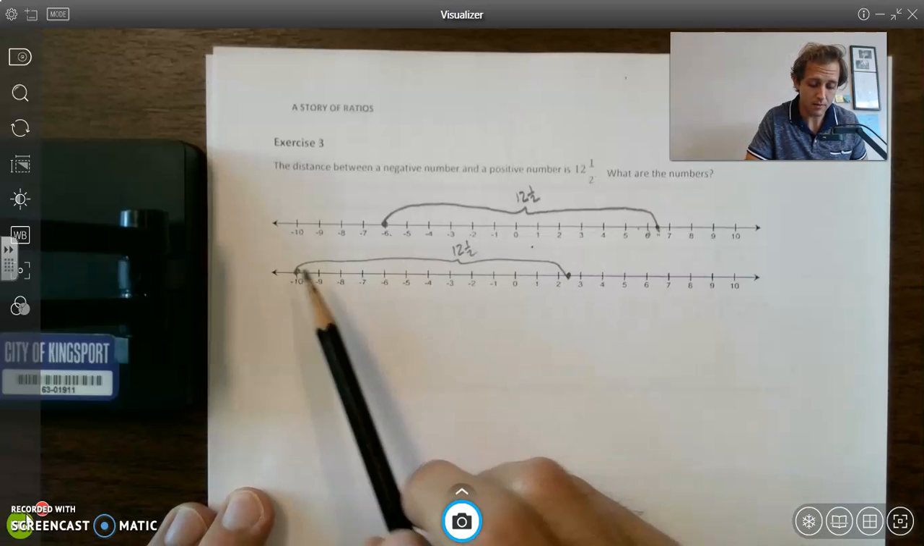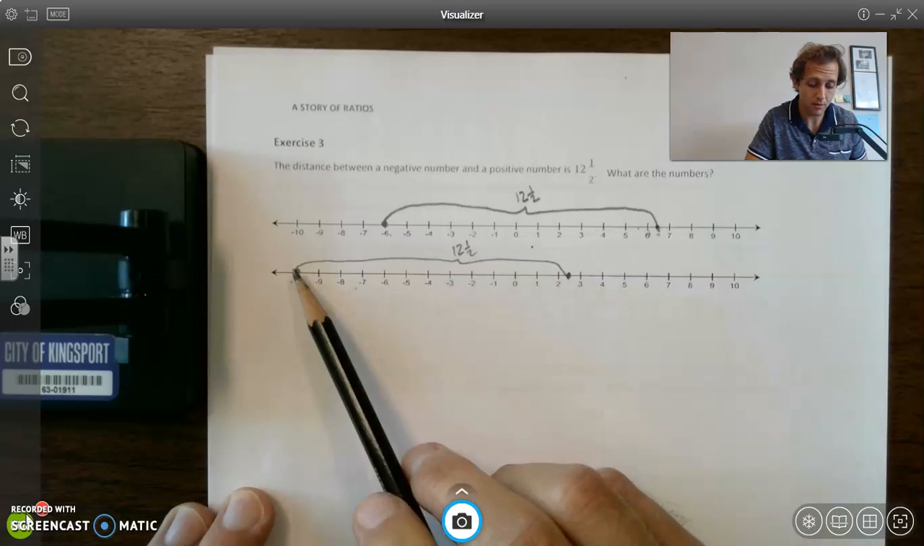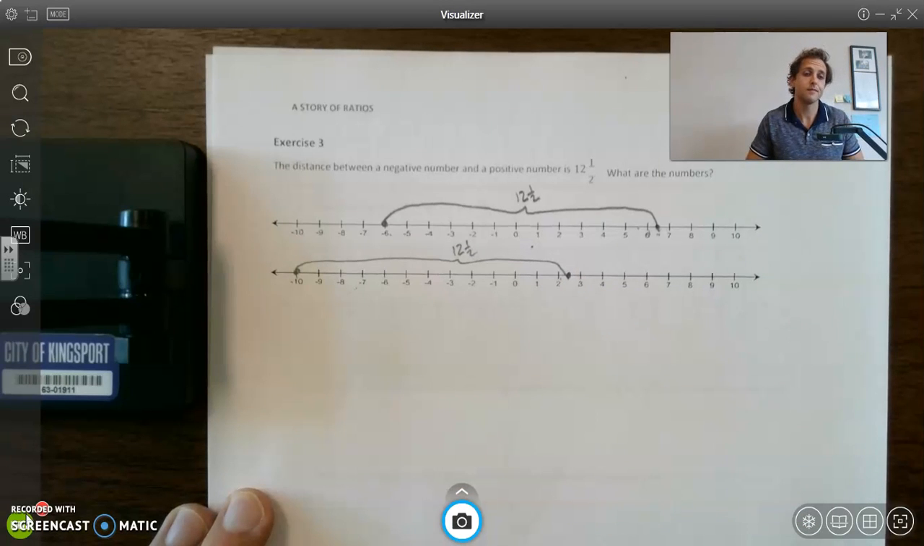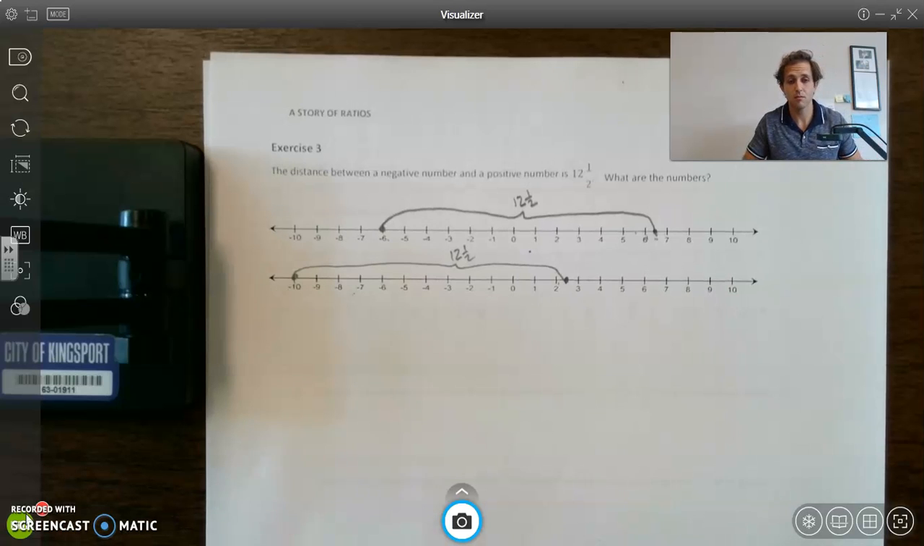Down here I chose -10 and 2.5. From -10 to 2 is 12, and then I need to go an additional 1/2. Any two numbers that work are fine.